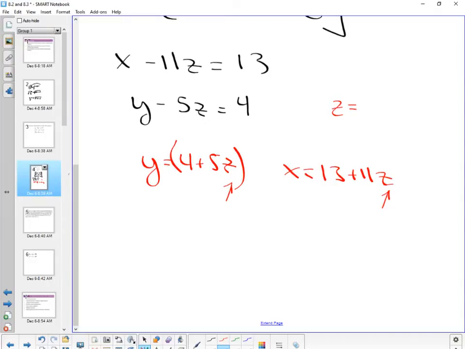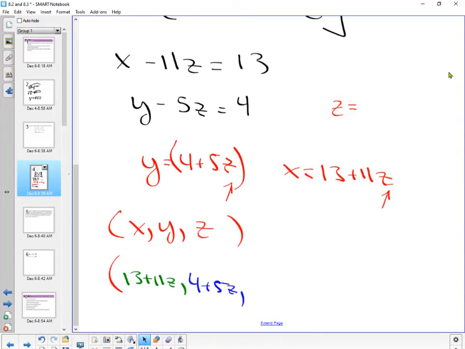So let me tell you what it's going to look like. How do we usually write down a solution for a 3 by 3? It's an ordered set, right? And it goes x, y, z, correct? So here's how you're going to write your answer. What's my value for x? 13 plus 11z, comma, what's my value for y? 4 plus 5z, comma, and my value for z is just z because that is what the system depends on.